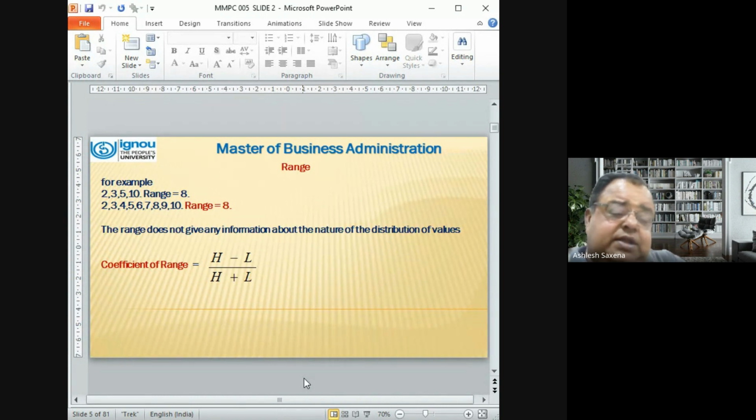Now, what is coefficient of range? It is basically a relation between highest minus the lowest divided by highest plus the lowest.